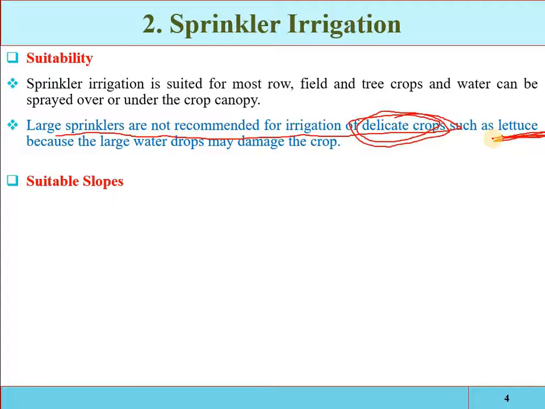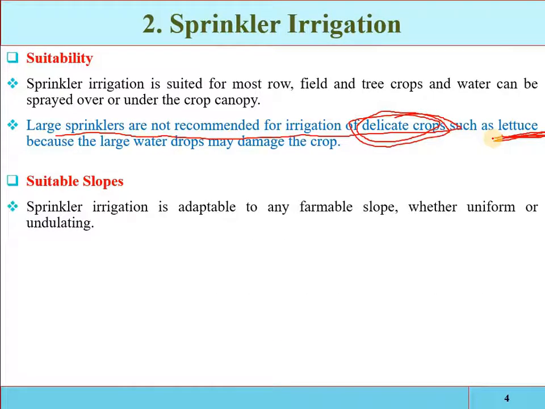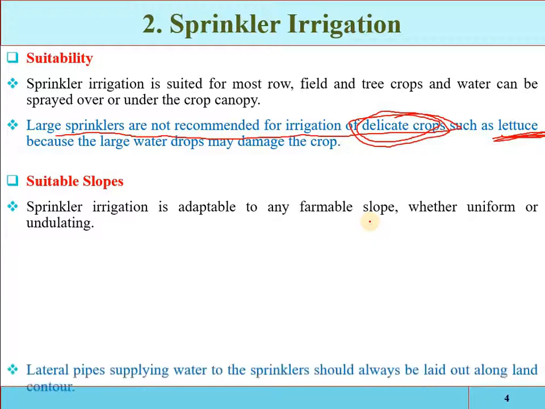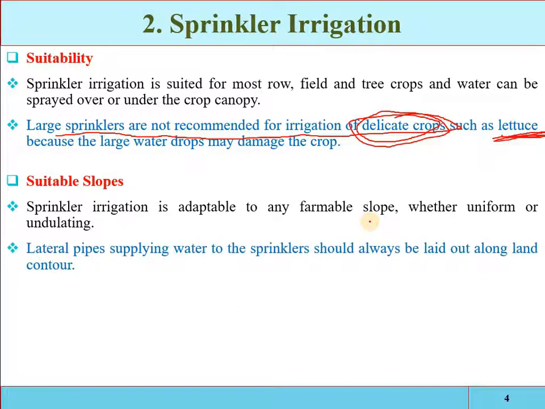Suitable slope: this sprinkler irrigation method is adoptable for almost any type of slope, because no runoff is generated. Whether the slope is steep, mild, or flat, this method is recommended, because there is no ponding of water, or we can say no runoff will be generated. So this method is suitable for all types of soil and all types of slopes.